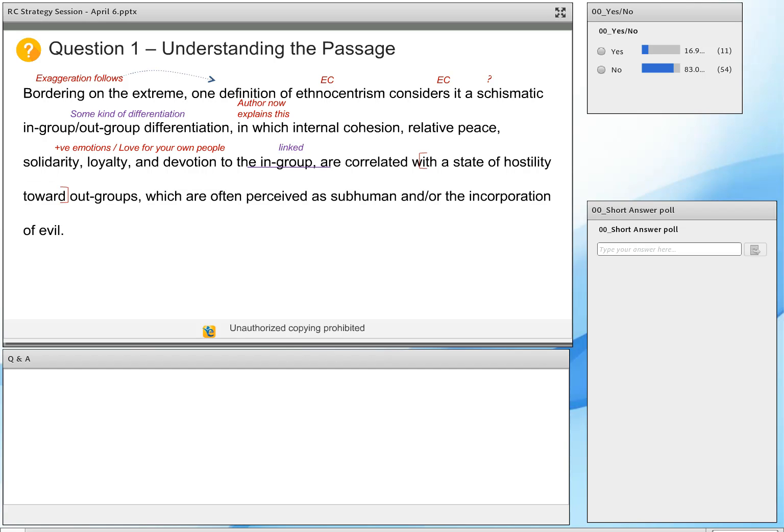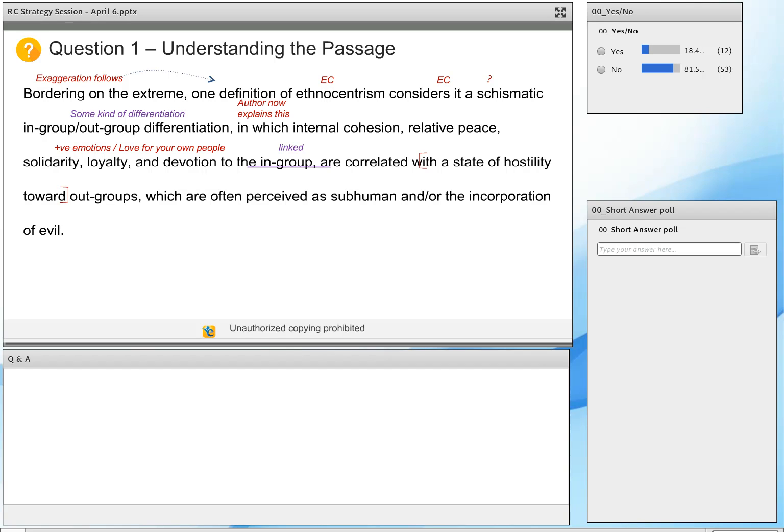So now, what do we know about this definition? What it indicates is that one definition of EC considers EC as some kind of differentiation in which love for your own people is linked with hatred towards outside people. By the way, these outside people are perceived as evil.